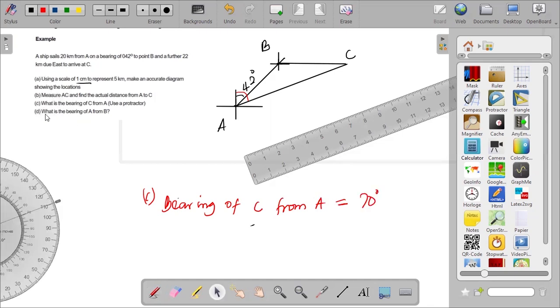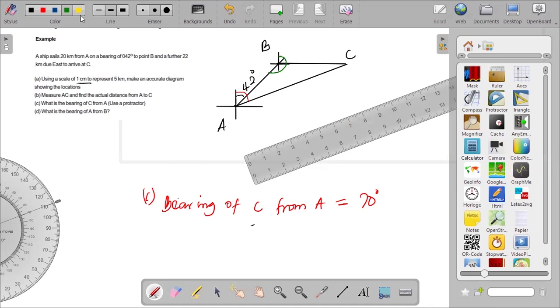And the last one, question D. What is the bearing of A from B? A from B. Let me use a different color. Starting from the North Pole on point B, we go until we meet the line connecting point A and point B. That angle is what they are asking us to measure.